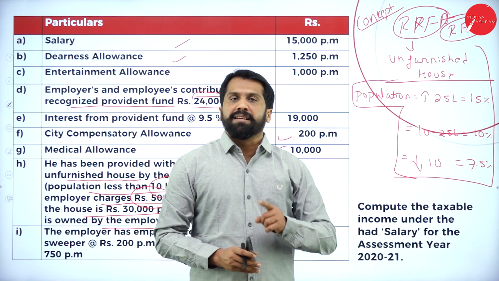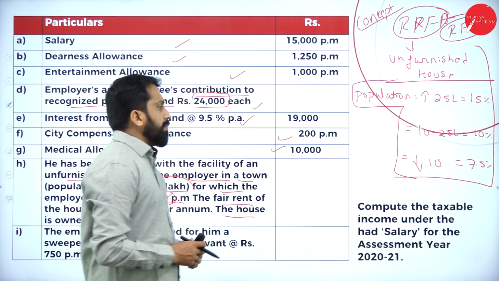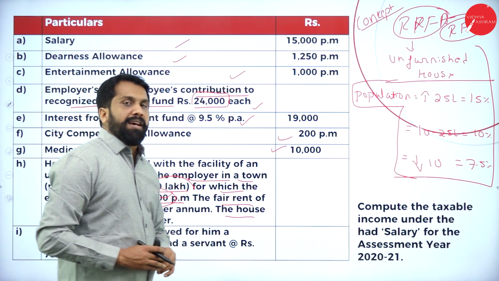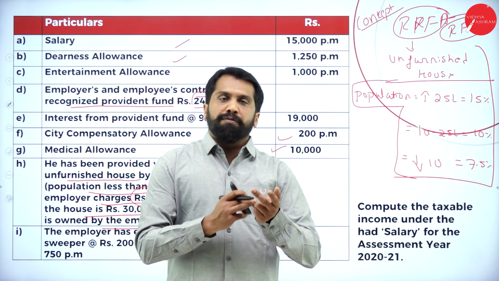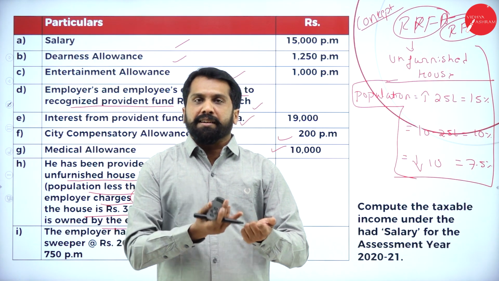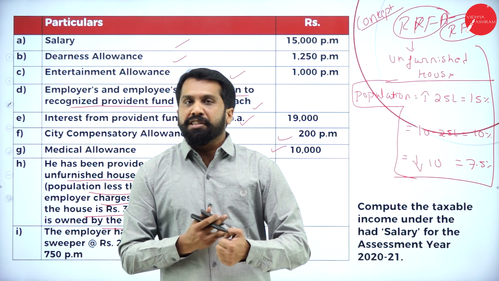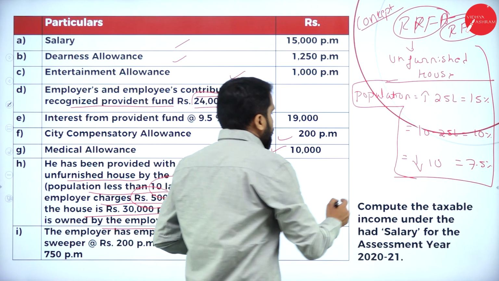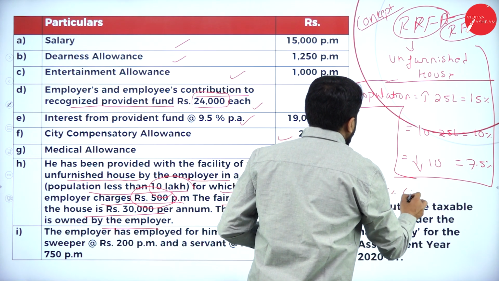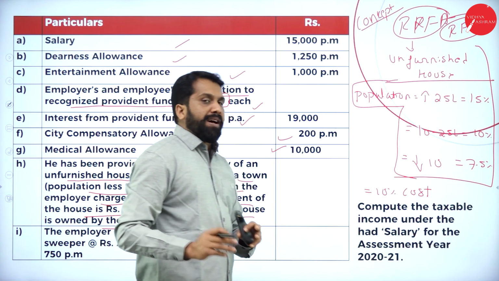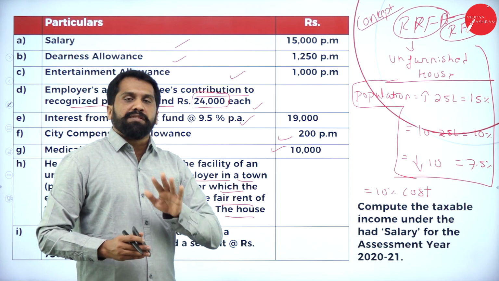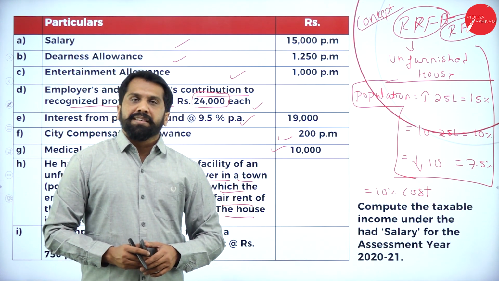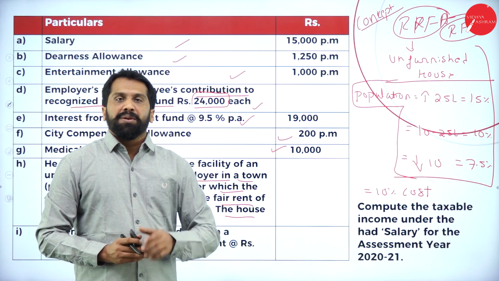7.5% you have to take. Clear? Yes. 7.5% you are supposed to take. Along with your house, if your company has provided a fridge, phone, refrigerator, washing machine, furniture, this kind of asset, remember, 10% of cost. If the fridge provided by your boss has a value of 50,000, then 10% means 5,000, you are supposed to pay tax. It is not tax, it is a taxable value.